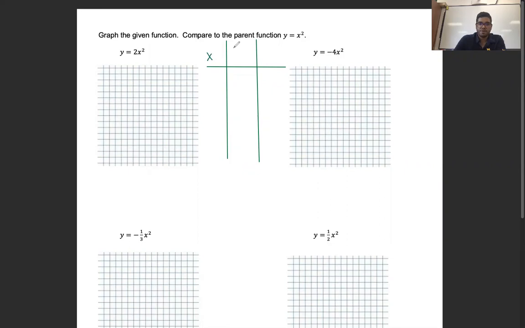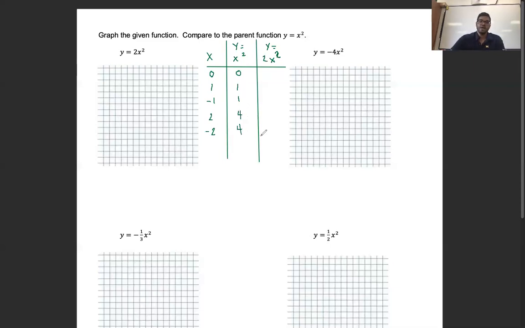Okay, now I'm going to put the parent function. So here I'm going to put y equals x squared. And then the last one, I'm going to put y equals 2x squared. So I'm going to put the actual graph that we want to do. All right, so we talked about this already. You have 0, 1, -1, 2, -2. When x is 0, if I plug in 0, I get 0 squared, which is 0. 1 squared is 1. -1 squared is also 1. 2 squared is 4. -2 squared is also 4.